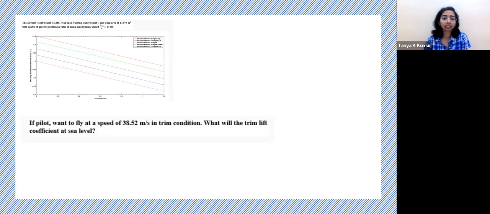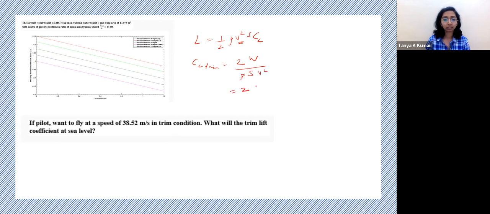If a pilot wants to fly at a speed of 38.52 meter per second in trim condition, what will be the trim lift coefficient? Very simple question. The lift equation that we know: lift is half rho V squared S CL. And they've given you the velocity at which you want to trim. So CL trim would be, you take lift equal to weight. Okay, at trim, lift equal to weight. So you take 2W by rho S V squared.